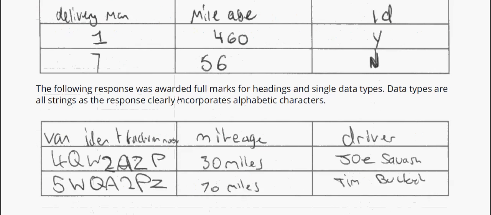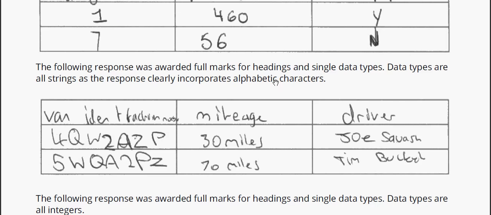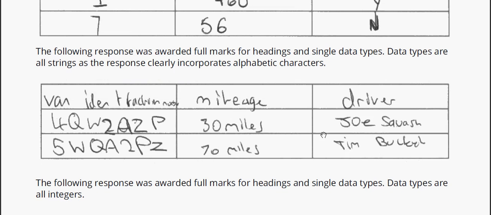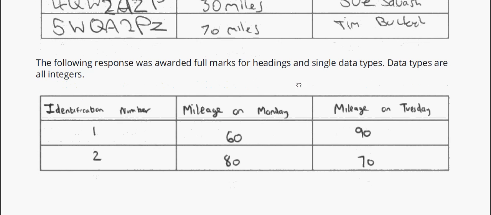This one has got full marks because we've got an ID number which is a string. You can see it doesn't have quote marks on it, but it's clearly a mixture of characters. Mileage, you've used the word miles and then the driver's name rather than the ID. Although it possibly doesn't make a lot of sense to store miles like that, you've got full marks for that because you're not mixing your data types on a 2D array. This one is quite nice in terms of its thought about its data types: mileage on Monday, mileage on Tuesday, ID number, so it would get full marks.